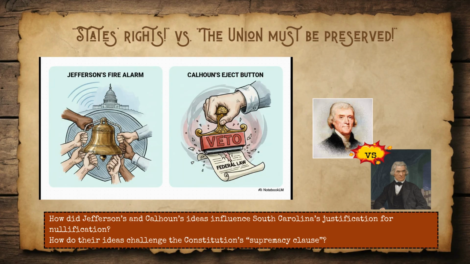So let's just boil it down right here. Jefferson's shield is like a fire alarm. It's a collective warning from all the states that the federal government is out of line. But Calhoun's sword is an eject button, a veto that a single state can use to kill a law just for itself. That jump from a collective check to an individual veto, well, that's a massive, radical change.